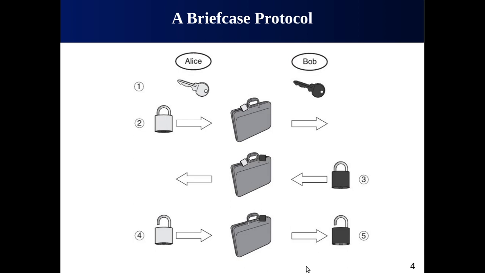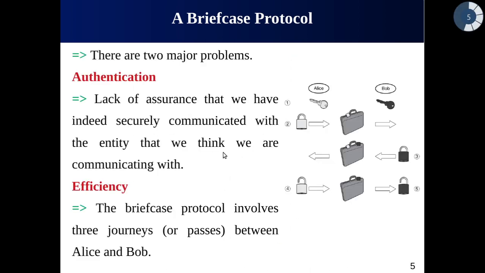However, there are two major problems with this briefcase protocol, and they are related to authentication and efficiency. Authentication is the lack of assurance that we have indeed securely communicated with the entity that we think we are communicating with. How will Alice make sure that she is actually communicating with Bob, or how will Bob make sure that the briefcase indeed arrived from Alice? So authentication is a problem.